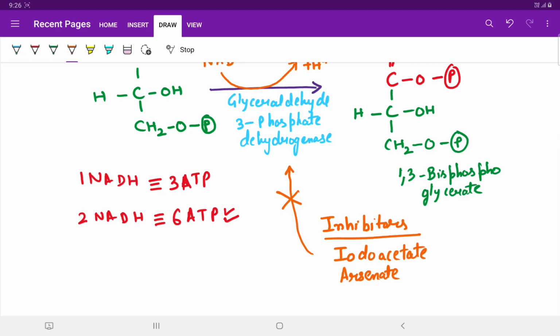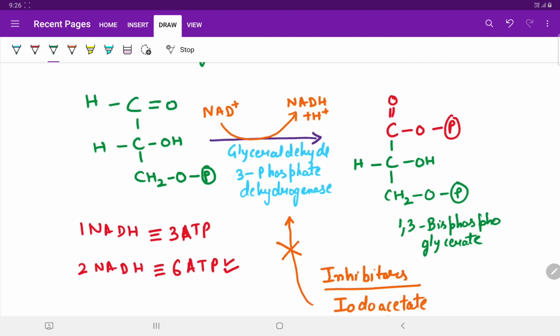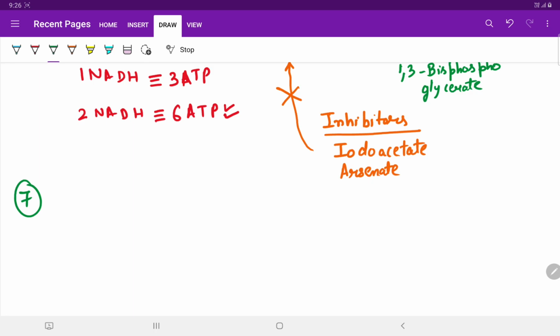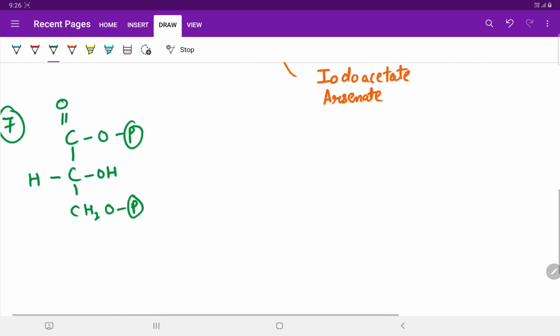So now the next step is conversion of 1,3-bisphosphoglycerate into 3-phosphoglycerate. This is the 6th reaction. Then comes the 7th reaction in the glycolysis process, that is conversion of 1,3-bisphosphoglycerate into 3-phosphoglycerate. First of all, let us draw the structure for 1,3-bisphosphoglycerate. We can easily draw the structure for 1,3-bisphosphoglycerate. This is the structure.